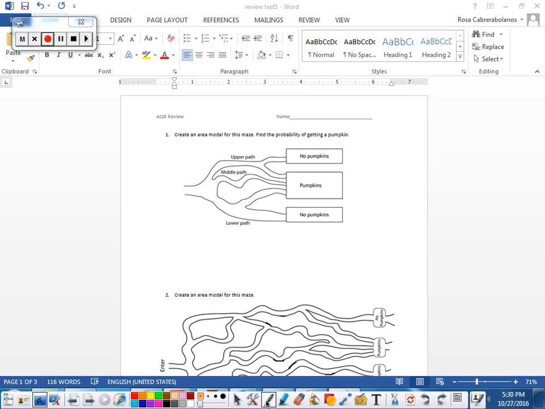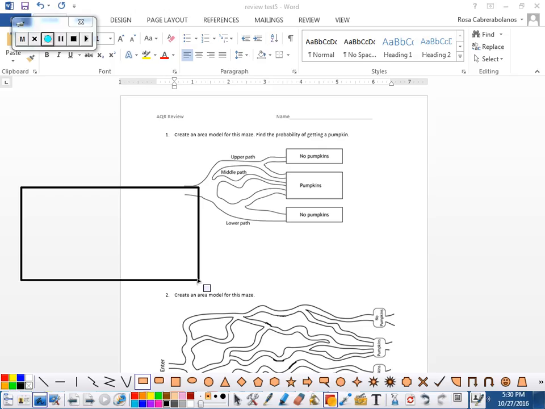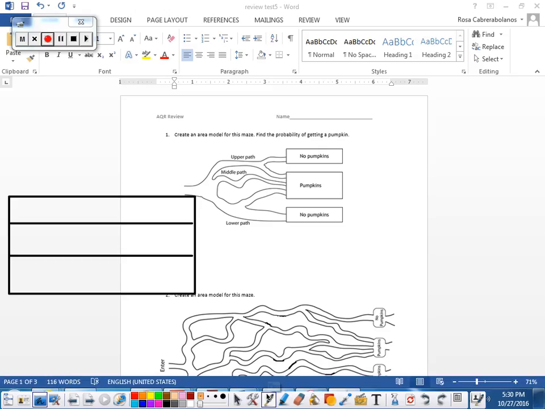So the first thing I'm going to do is create my rectangle for my area model. There are 3 original paths, the upper path, middle path, and the lower path, so I'm going to divide this into 3 pieces. The first path goes into 2 places, so I'm going to divide it in half. One has no pumpkins and the other has pumpkins. The middle one only goes to 1, and it goes to pumpkins. And finally, the last one goes to pumpkins and no pumpkins.